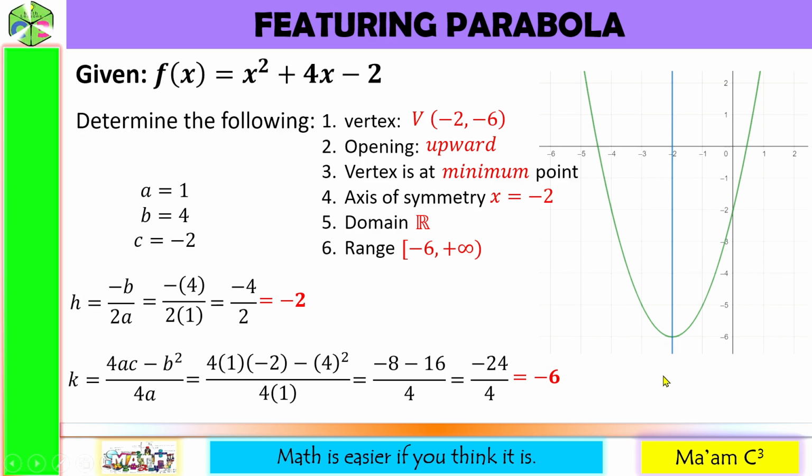Let us check our answer by looking at the graph of this function, and we have it here. So correct, our vertex is located at negative 2, negative 6. Opens upward, thus it has a minimum point. This is the axis of symmetry. Our domain is from negative infinity to positive infinity, while the range starts at negative 6 going to positive infinity.